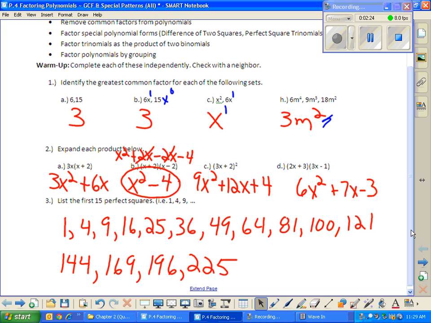Did anybody have trouble with their FOIL or distributive property? Because if you can't FOIL, you cannot factor. It's kind of impossible to do. In my experience so far, in your pre-test, you guys could FOIL. You did a nice job, so I'm pretty confident moving forward. Number 3, perfect squares. You had to list the first 15. They start with 1, stop at 225. Questions there?